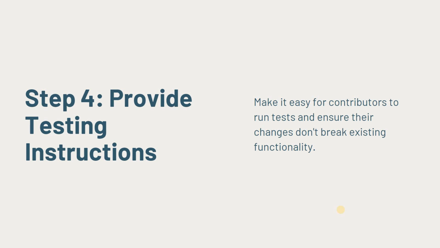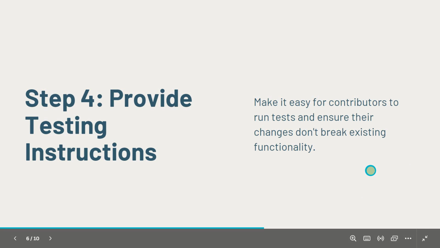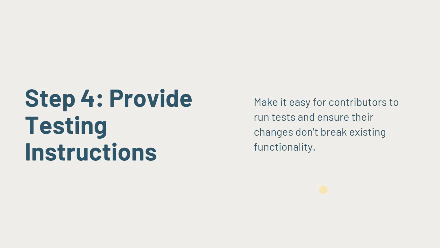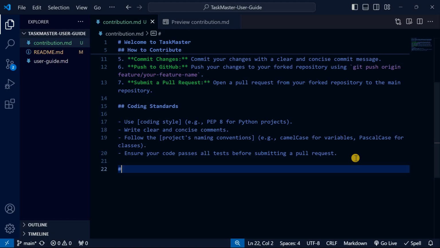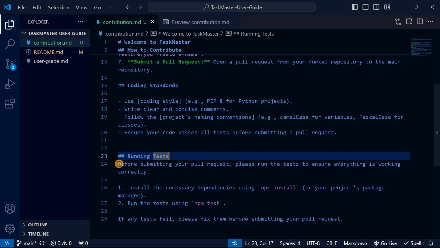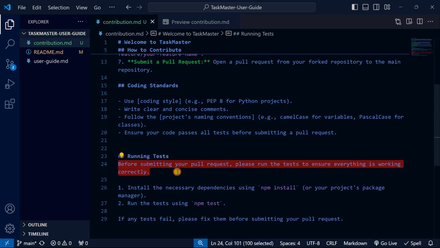This will make it easy for anyone who is going to contribute to your project to run tests and also ensure that their changes do not break existing functionalities. So let's take an example of how running a test instruction would look like. You can just create another subheading of running tests. Here you can just write a simple instruction: Before submitting your pull request, please run tests to ensure everything is working correctly.